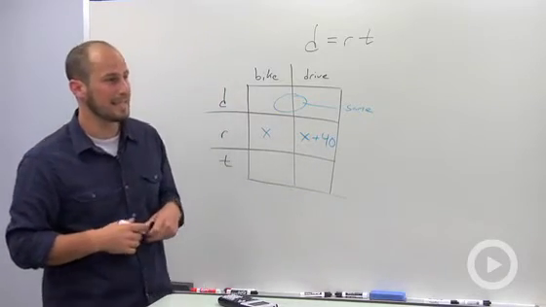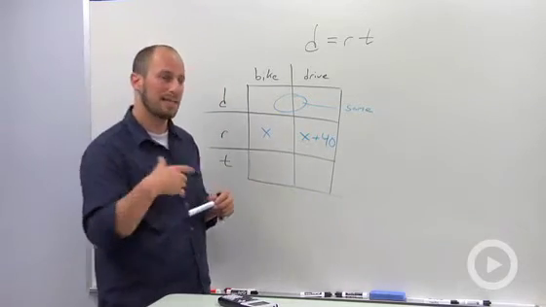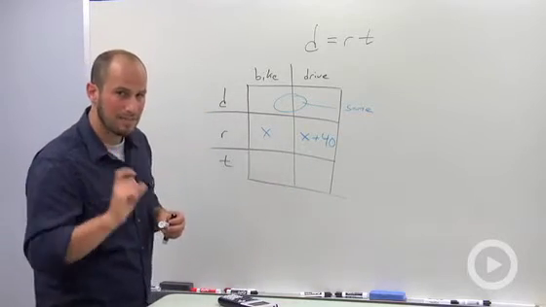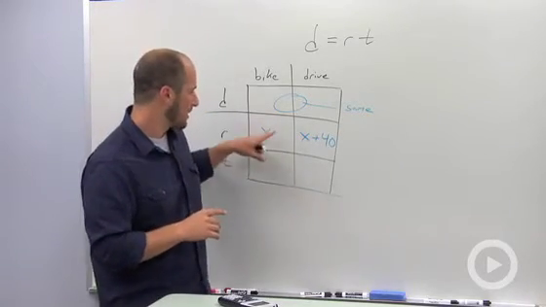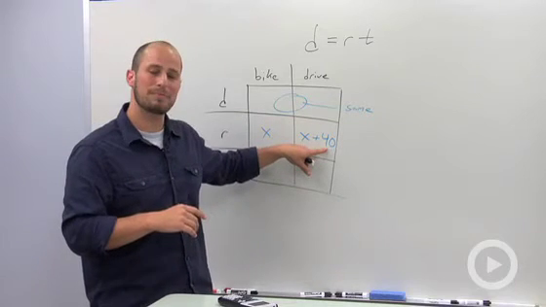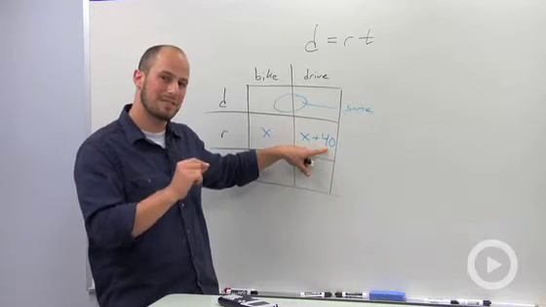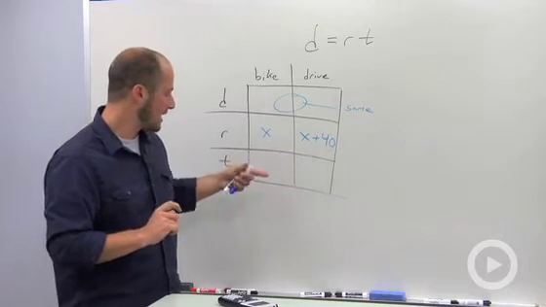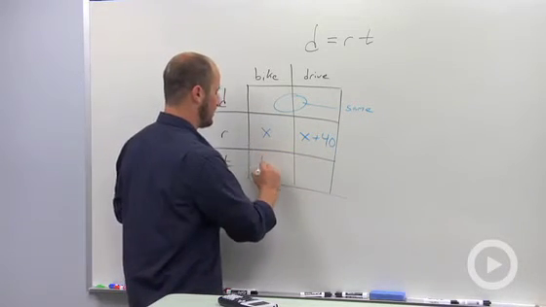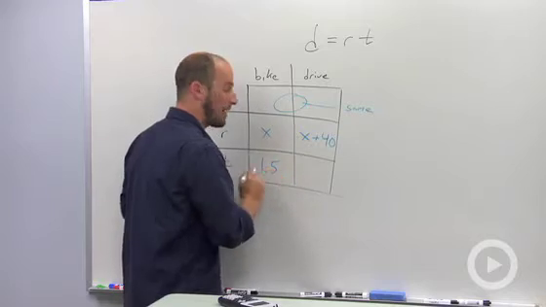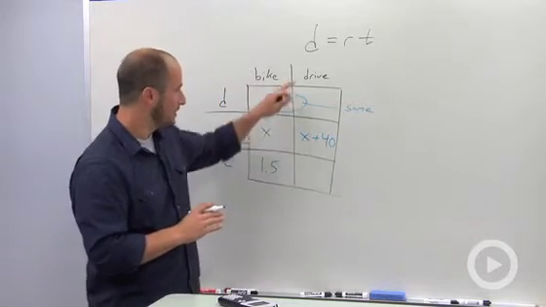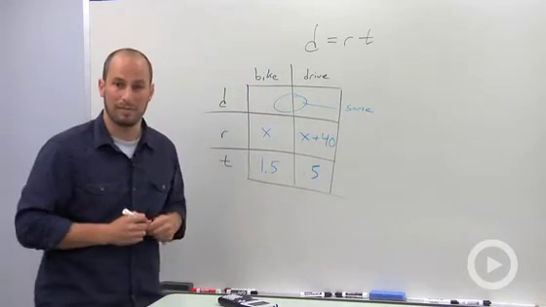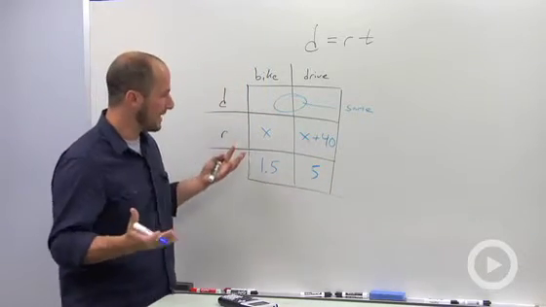And lastly is time. Takes an hour and a half to bike, takes 30 minutes to drive. Careful with our units. Here we're talking in 40 miles per hour, so our units of speed are in hours. So we need to make sure we put it in the same way. So time then for biking is an hour and a half, 1.5. Time for driving is 0.5.